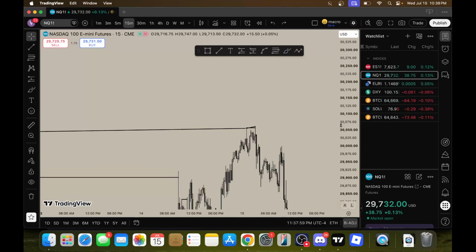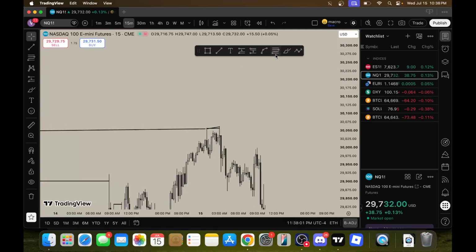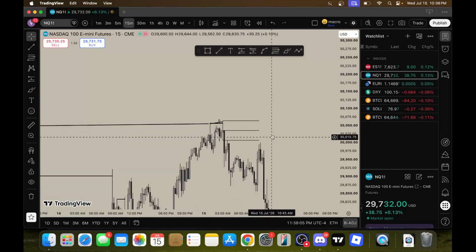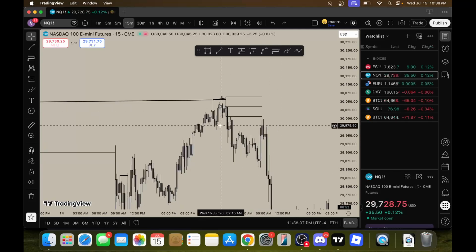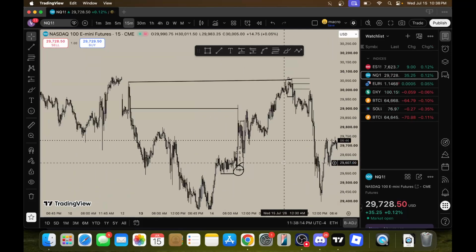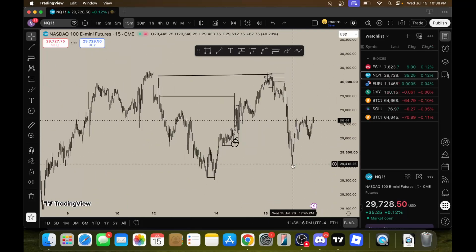Cool. From here, price makes the manipulation, order block gets created right here very nicely. As you guys can see, price never tapped into it, but nonetheless it's still fine. Price trades away, displaces lower, breaks up structure very good. Look to your left, what has price been doing for the last days? Building accumulation for us to take out.